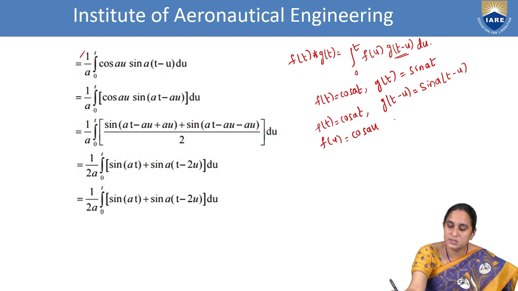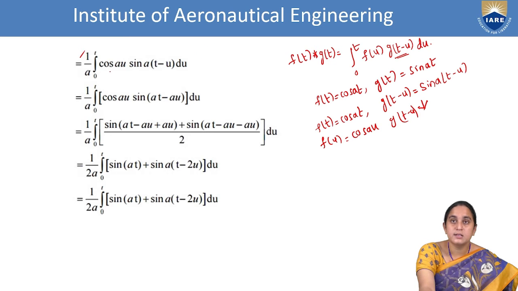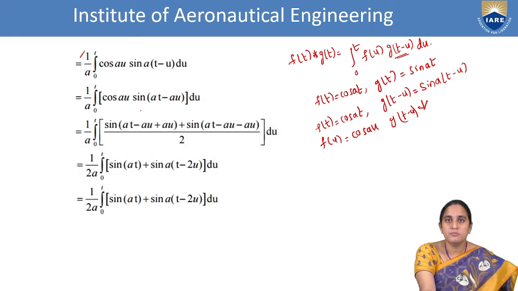Cos au, and g of t minus u is equal to this one. Okay, therefore substitute here, that is integral 0 to t cos au sin a of t minus u du. Then 1 by a integral 0 to t, here cos au I'll take inside the brackets a, that is sin at minus au du.